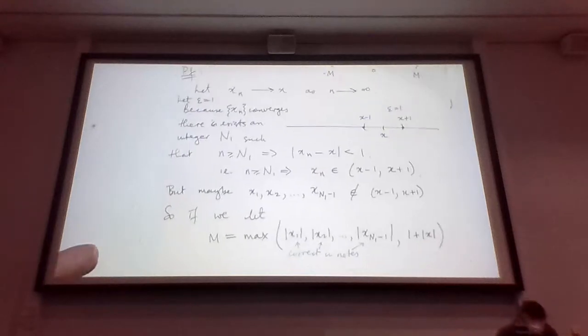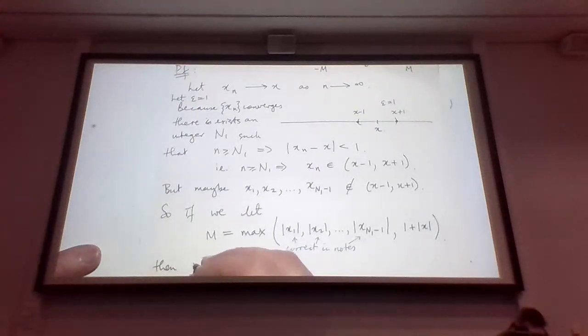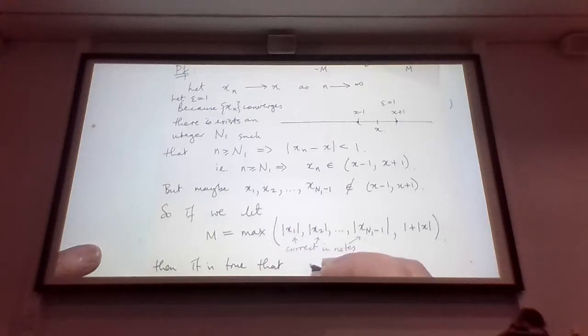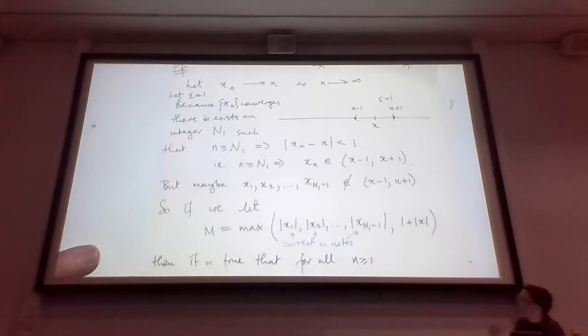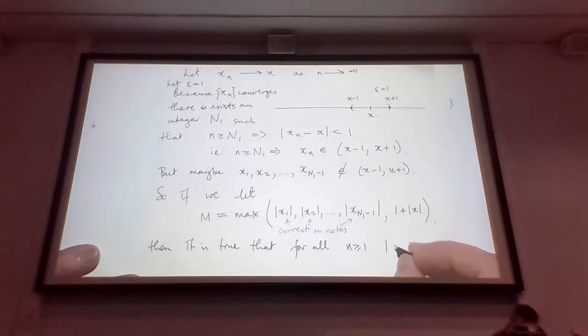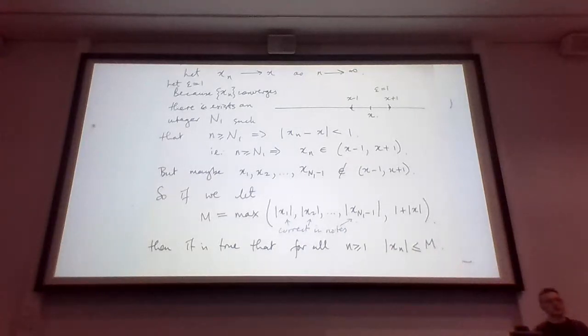But with this choice of capital N, it is true that for all n bigger than or equal to 1, so for every position in the sequence, the absolute value of the sequence element is going to be less than or equal to this number, capital N. So we have found a bound for the sequence. Okay? We have successfully found a bound for the sequence.